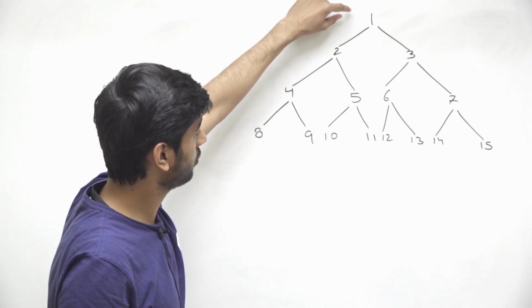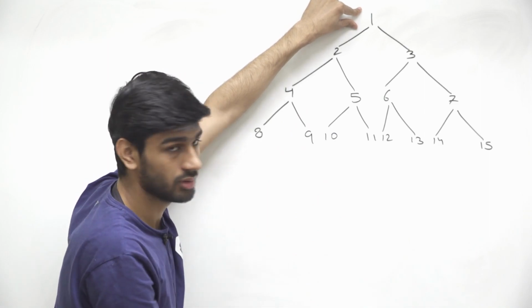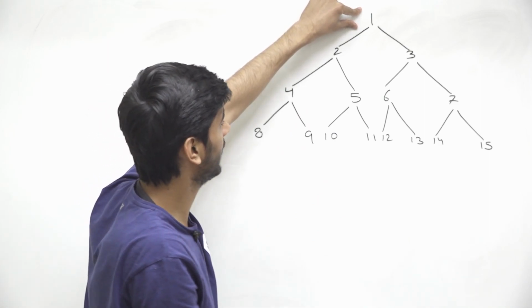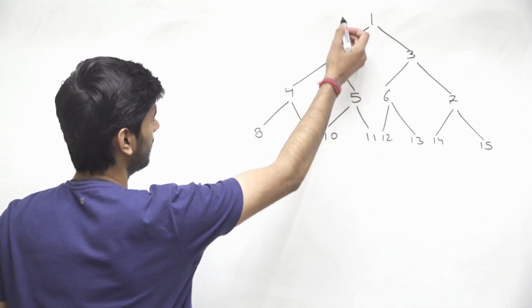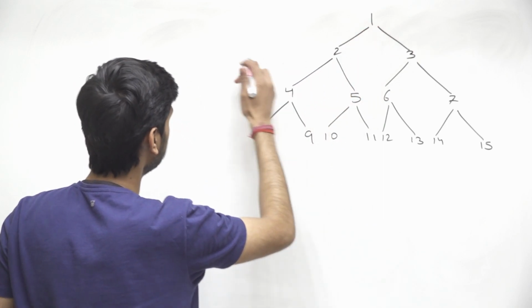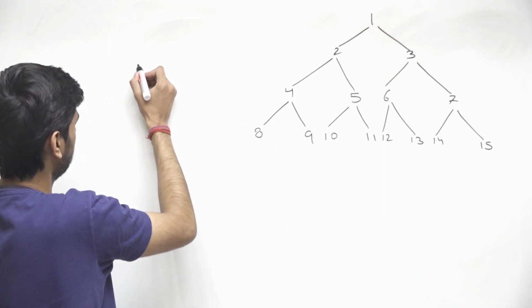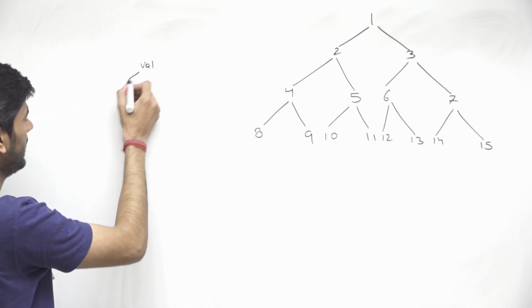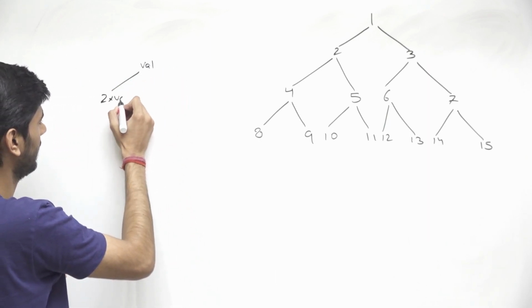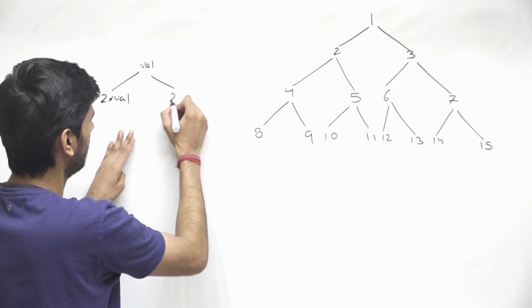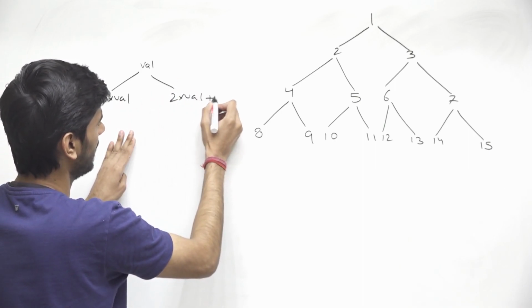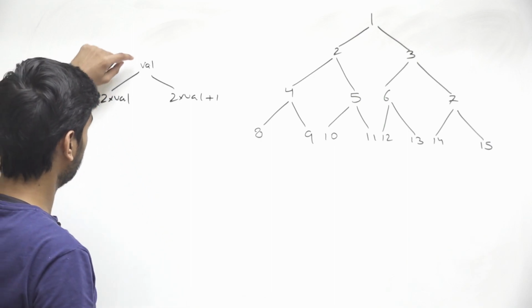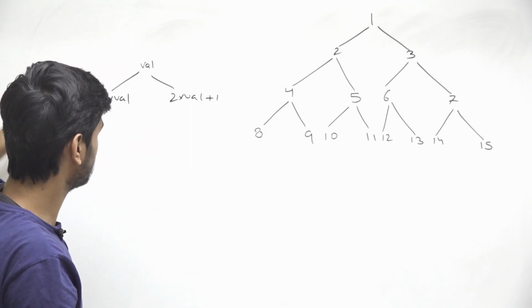Now we know that if we want to move from the root node towards the downside, we can do that using this formula: for a generic case, if we are at a node with value val, then the left child will have a value of 2 into val, and the right child will have a value of 2 into val plus 1. So we can move from top to bottom using this formula.